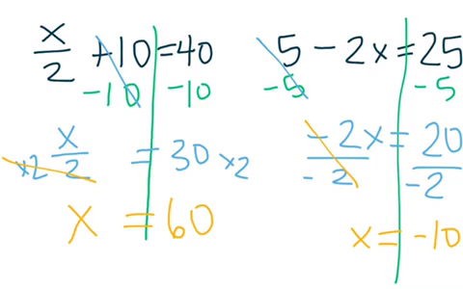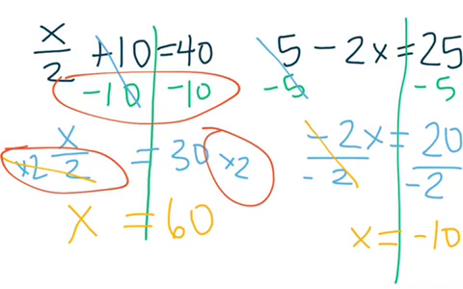Here you can check your work. So, to start with, you should have gotten rid of the 10 by subtracting the 10 right here. And then you got rid of that 10, so you had x over 2, so you should have multiplied both sides by 2. And then you got your final answer, which is x equals 60.